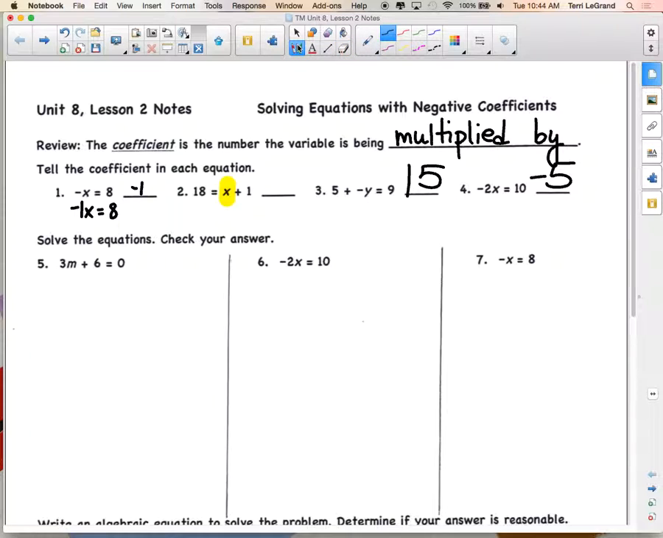You keep thinking it's 1. In other words, we could do this and we would do something that's okay. Can we put a 1 there? Can we put an invisible 1? Can we replace it? Absolutely. This is the same thing. Will you write that below that equation? 18 equals 1x plus 1 is the same thing as 18 equals x plus 1.